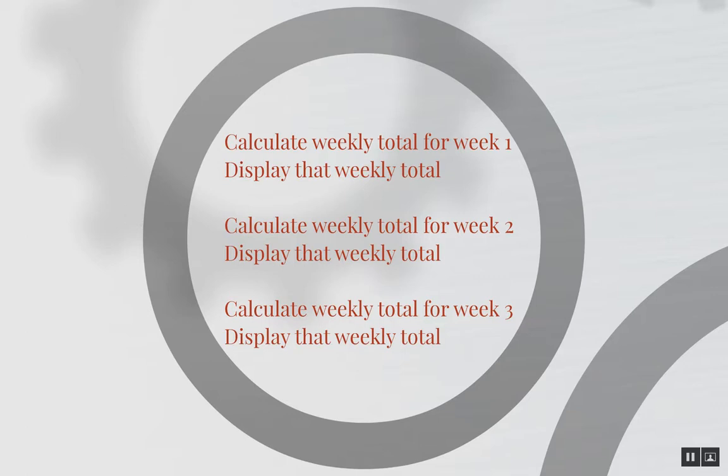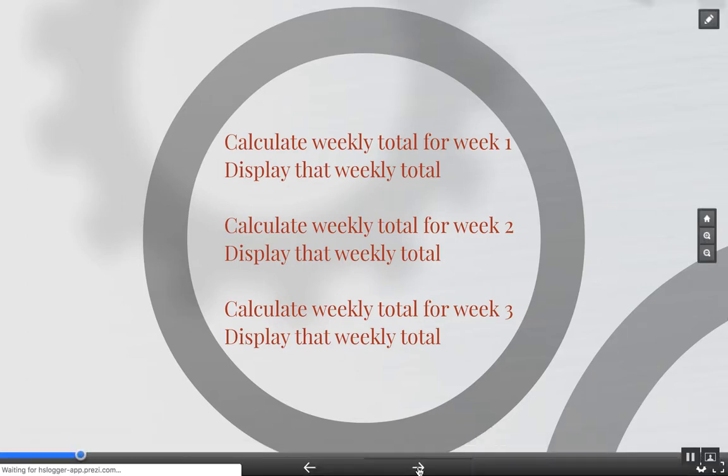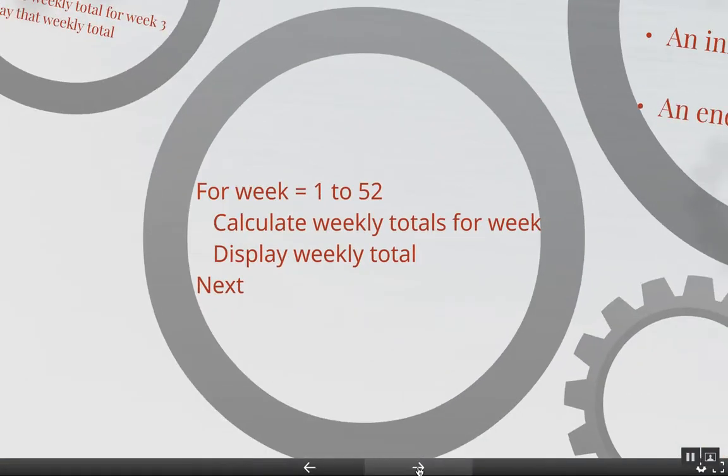If we know how many times we need to repeat the code, we can use a for loop like this pseudocode. For week = 1 to 52, calculate the weekly totals for the week and display those weekly totals, next. The 2 lines of code in the middle would repeat 52 times for each of the weeks with only these 4 lines of code. The syntax will differ for the for loop depending on the programming language.